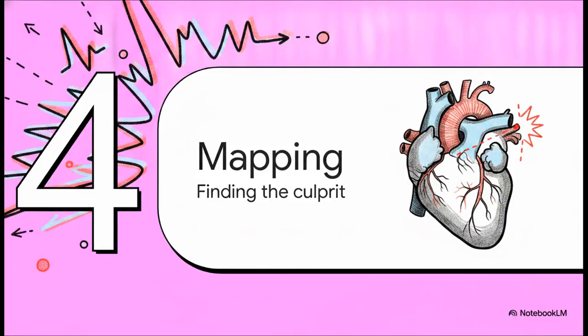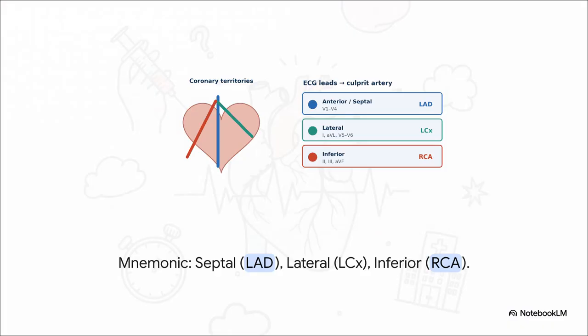Section 4, Mapping Leads to Culprit Arteries. Let's move on to the next phase of our diagnostic morning rounds. We need to translate those abstract ECG squiggles into literal cardiac anatomy. We need to find the specific culprit vessel. Here's an excellent visual mnemonic for mapping the anatomy. The pattern of leads points directly to the culprit artery.